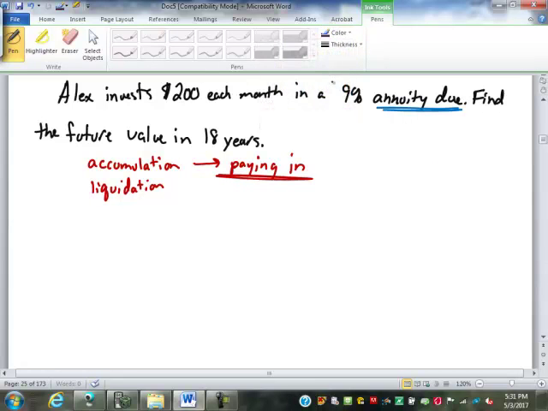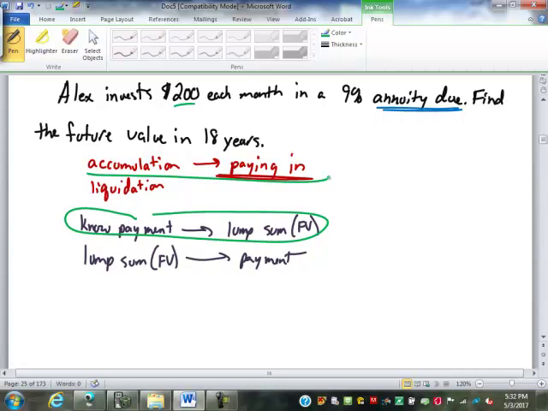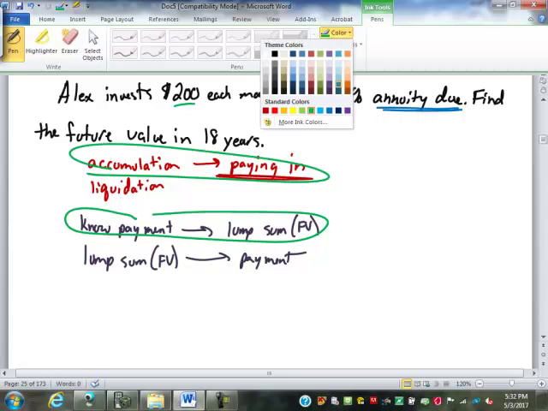Second thing then we have to decide is, do we know the payment? And we're looking for that lump sum. Since it's accumulation, that lump sum would be a future value. Or do we know the lump sum? So where's the future value? And we're looking for the payment. Well, is the 200 the payment amount or the lump sum? That's the payment amount. We know the payment. We're looking for the lump sum. So it's accumulation phase. We have the payment, looking for the lump sum. So that's where we're going to start.